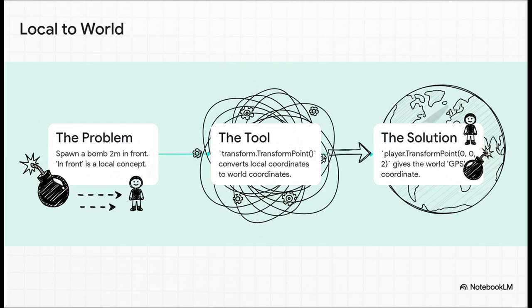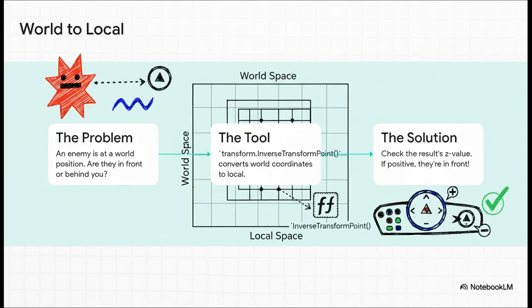So how do we translate one to the other? That's where TransformPoint comes in. You give it your local direction, like 0, 0, 2, and it spits out the exact world position you need to spawn that bomb. Now let's flip it around.